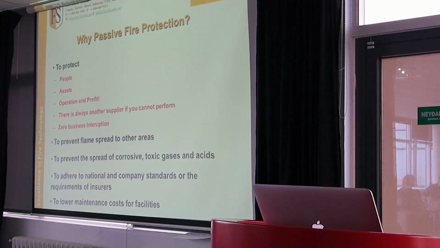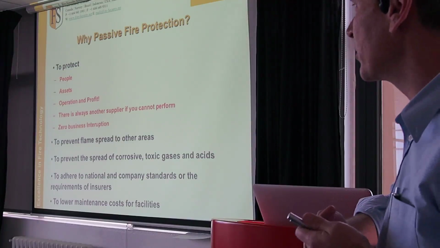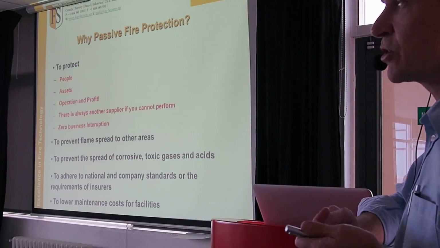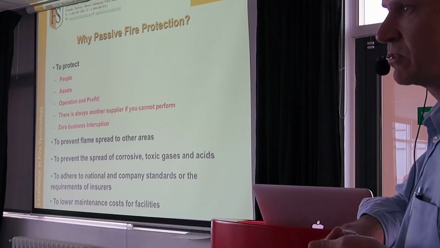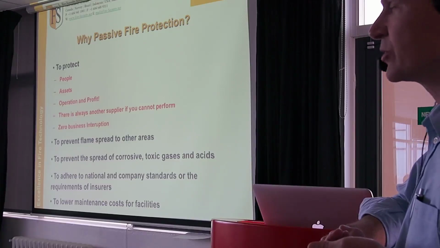Depending on where you are in the world and who you're talking to, you may put assets first over the people. But people, assets, operation and profit, there is always, and I'll get to this point, there's always another supplier if you cannot perform, and zero business interruption. First and foremost, in application and choice, zero business interruption means that all of our products can be applied live. So we do not interrupt your business when these products are installed.